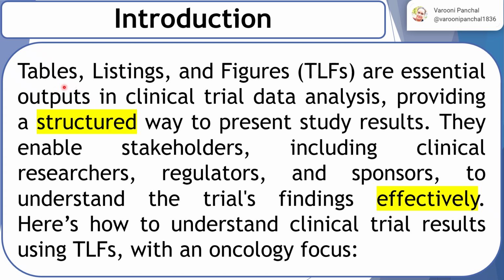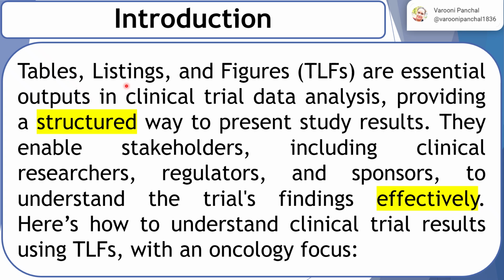Tables are those where we represent counts and percentages for the categorical variables, and the summary statistics, which are n, mean, standard deviation, for the continuous variables. Listings are where we just give the patient profile listings. Whatever data is there, we just show that in a specific format.